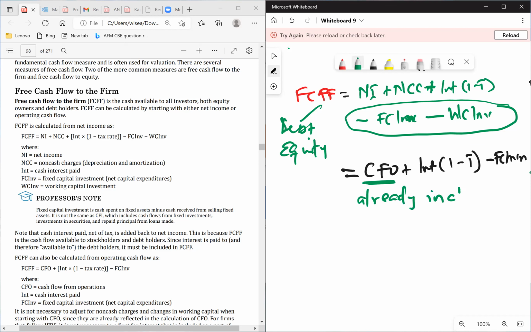Working capital investment. Working capital investment refers to receivables, payables, and then inventory. And the changes in this would have been reflected in the cash flow from operations. That is why we do not subtract the working capital investment from this one. So when we are calculating the free cash flow to firm from the cash flow statement, please do not subtract the working capital investment. Is that okay?